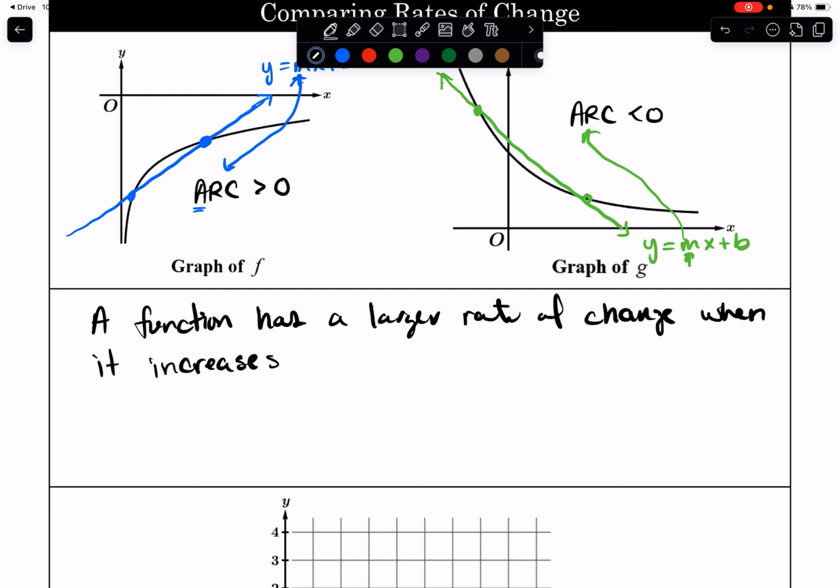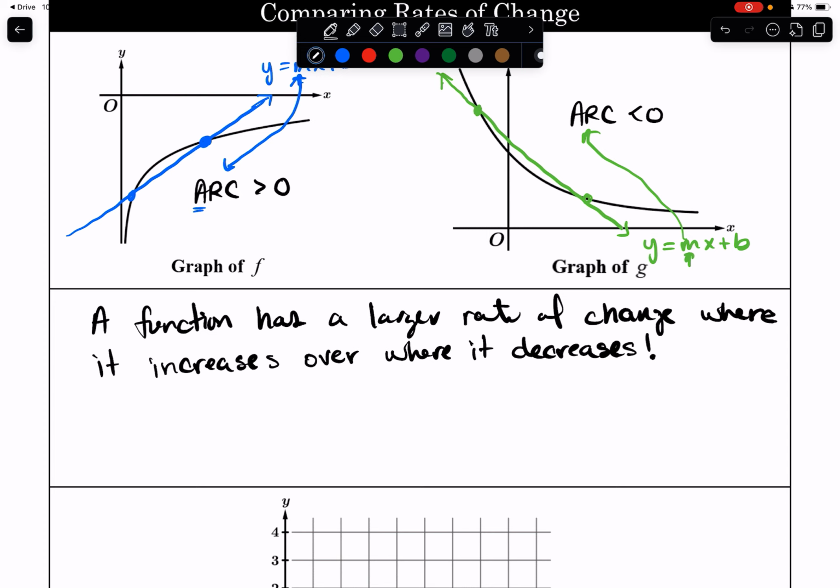A function has a larger rate of change where it increases over where it decreases. Okay, that's a very important part of this lesson right here, and the basic understanding again of this course.